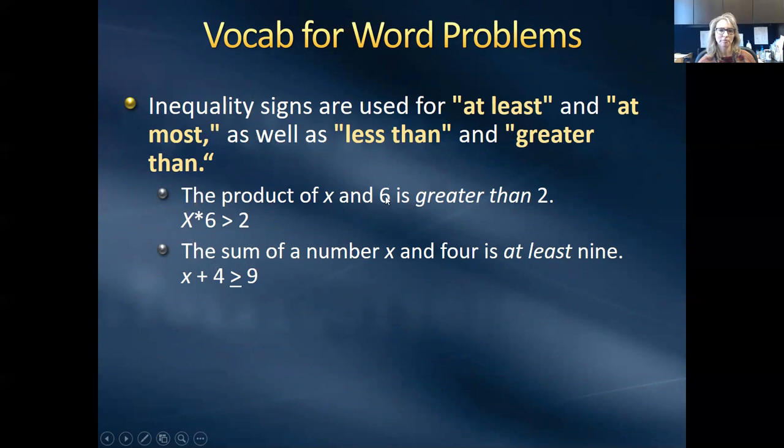So the product of x and 6 is greater than 2 would be written x times 6 is greater than 2. The sum of a number x and 4 is at least 9. So x plus 4, when we say at least, it's got to be greater than or equal to, because it could be just 9. So x plus 4 is greater than or equal to 9. Pay attention to those symbols, the inequality symbols, which way they're turned and whether they have the equal sign under them or not, because that will help you eliminate some answer choices.